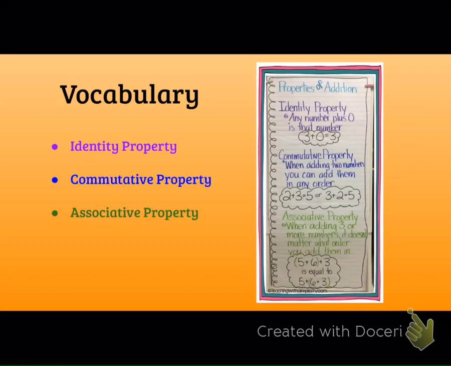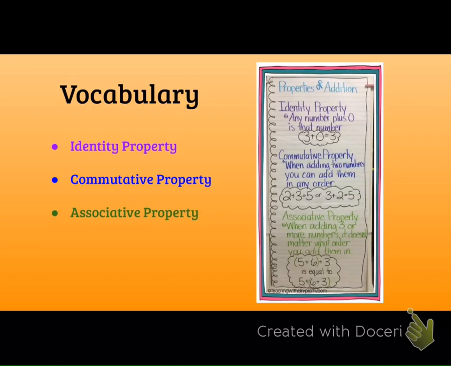0 plus 3 is equal to 3. 8 plus 0 is equal to 8. 104 plus 0 is equal to 104. So any number you add to 0 is exactly what you started with. Second word, the commutative property. When adding 2 numbers, you can add them in any order. We can do 2 plus 3 equals 5 or 3 plus 2 equals 5. It doesn't matter. Order is not important when we're adding or multiplying.